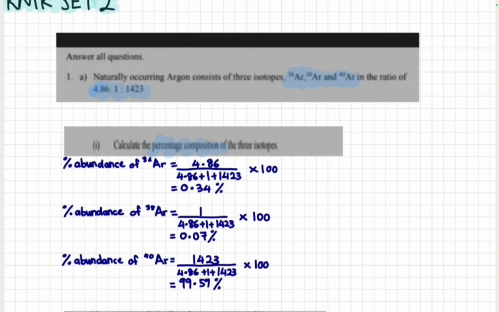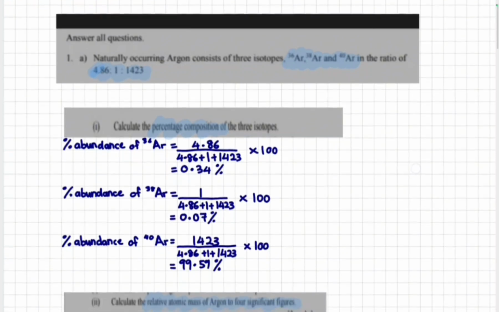Naturally occurring argon consists of 3 isotopes: argon-36, argon-38, and argon-40 in the ratio of 4.86 to 1 to 1,423. The first question is asking us to calculate the percentage composition of the 3 isotopes.